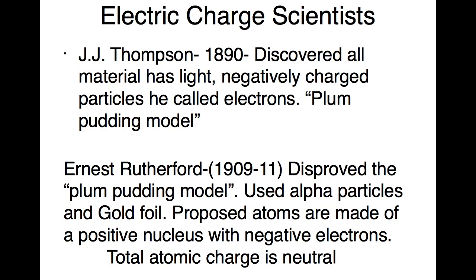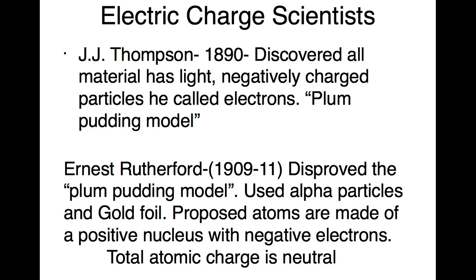So we have another few scientists, J.J. Thomson. He discovered that every single material has negatively charged particles that are called electrons. And he also used a plum pudding model to do this kind of stuff. If you took chemistry, you would have known J.J. Thomson already because of the plum pudding model and what he did with electrons, protons, and neutrons.